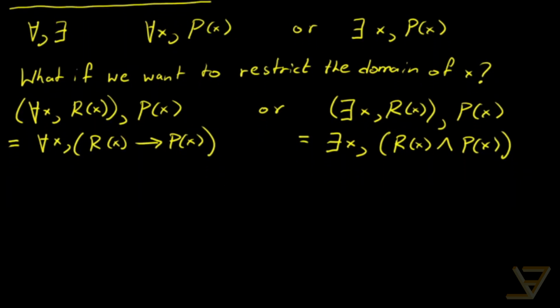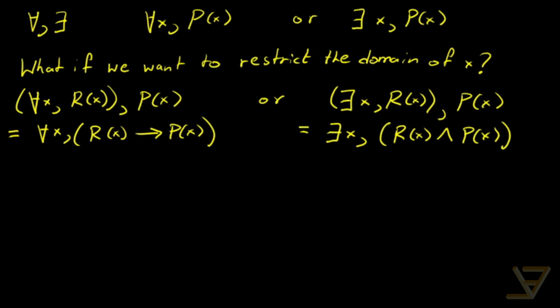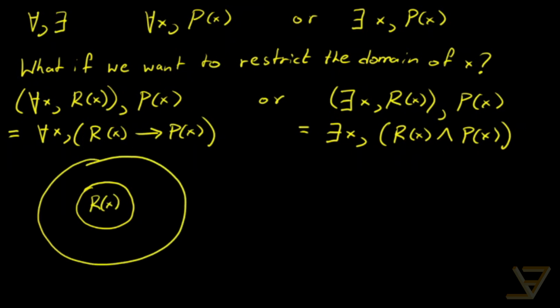Let me show you what I mean by these in a diagrammatic way. For the left one, the universal one, we have that these are all the x's that satisfy r of x, and outside it we have all the x's that satisfy p of x. And the point is that the x's that satisfy r of x lie inside all the x's that satisfy p of x.